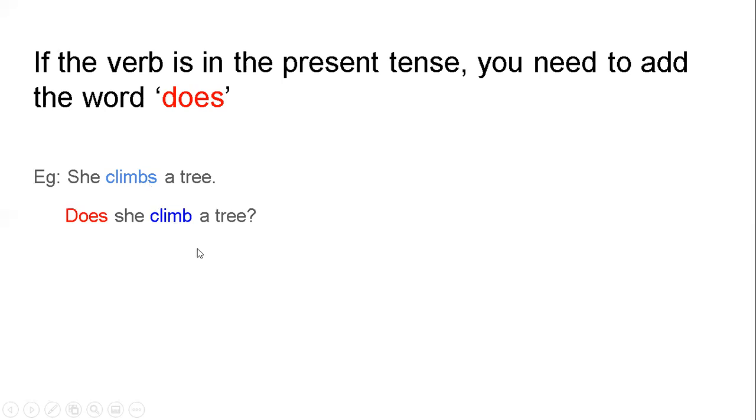So, please be very careful when you know that the verb is in the present tense and you have to use the word "does," or your question is asking you to use "does." Begin with "does," then be very careful with the verb. Change the verb like this. Does she climb a tree? I hope you understood that. Let's see if you did.